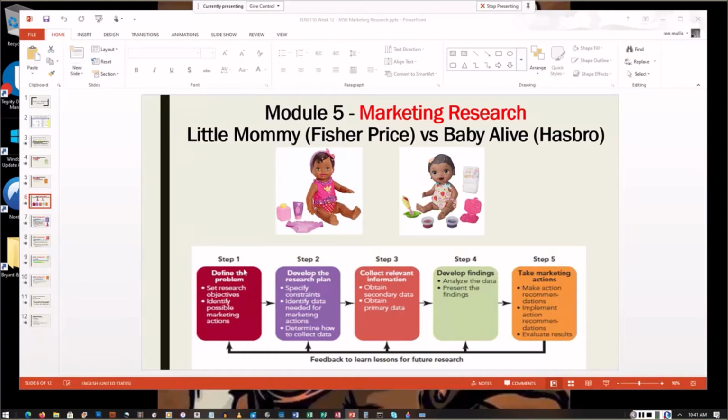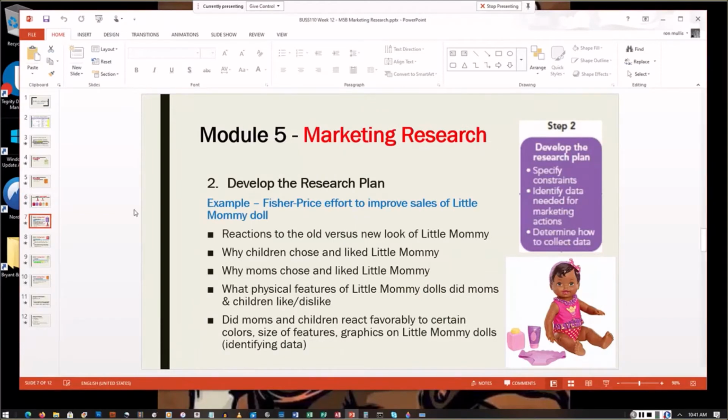So after you define the problem and you find out what you want to research, you move on to the next step, which is to develop the research plan. The marketing team knew that they would need to conduct both primary and secondary research, and that they would have to do this by using panels, which they call mom panels, experiments, and different questionnaires. So this is determining how to collect the data, which is part of step 2.